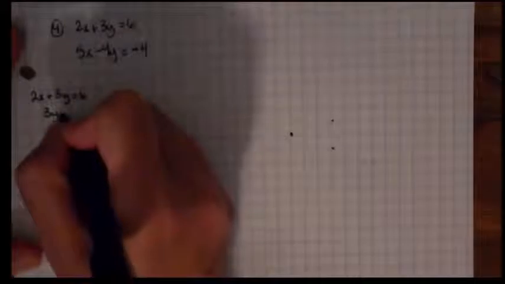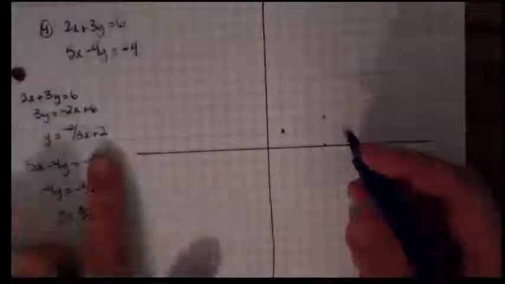Okay, so first I'm going to convert each of these to y equals mx plus b. So I'll have 3y is equal to negative 2x plus 6. Divide everything by 3 and I get y is equal to negative 2/3 x plus 2. 5x minus 4y is equal to negative 4. So I have negative 4y is equal to negative 5x minus 4. Divide everything by negative 4. I get y is equal to 5/4 x plus 1. We'll see how well I do at picking and making up an example that doesn't go evenly.